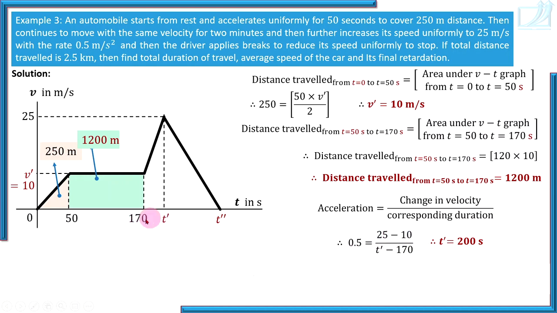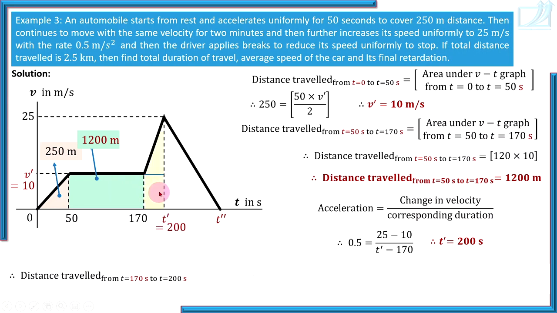And what is that duration? T dash minus 170. Only this time duration you are selecting. Final time minus initial time. So T dash minus 170. So we got T dash as 200. Now let's find distance travelled in this duration, 170 to 200. So distance travelled from t equal to 170 seconds to t equal to 200 seconds.